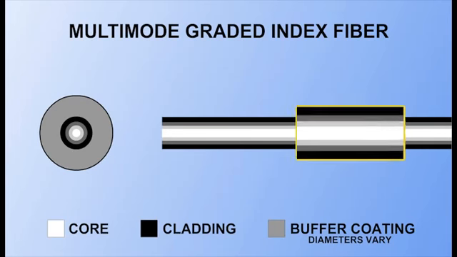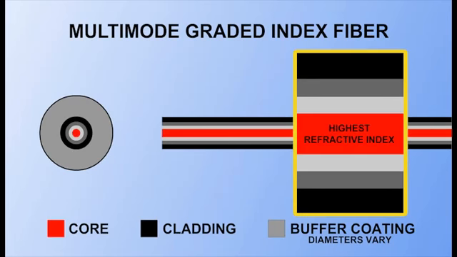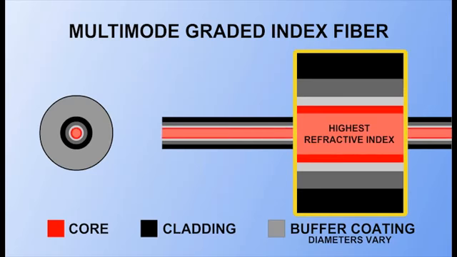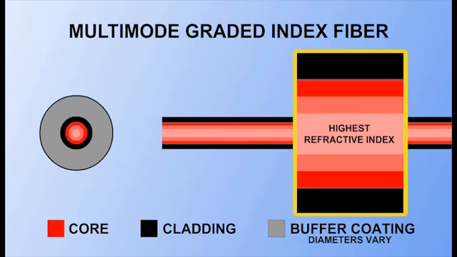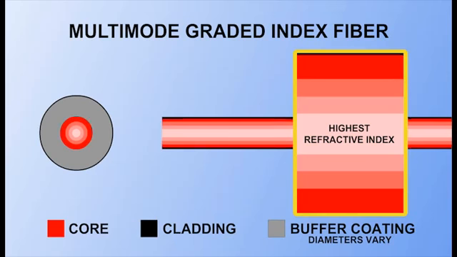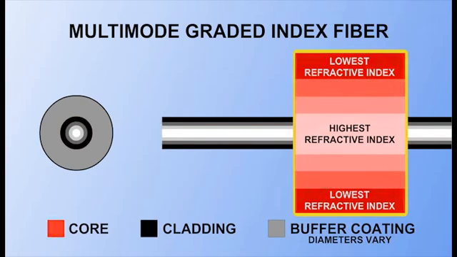Graded index fibers have their highest refractive index at the center of the core. The refractive index of the core declines gradually, so that the value at the outer edge of the core equals the refractive index of the cladding.